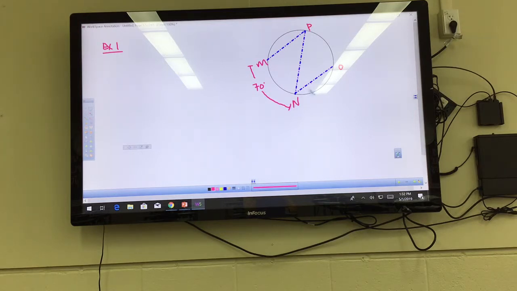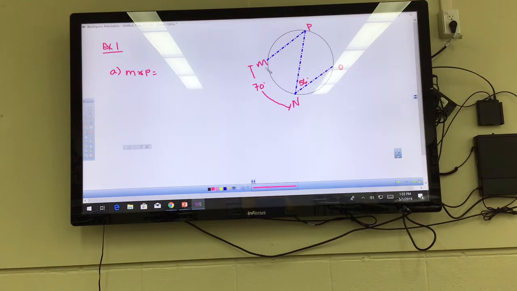So we're told that arc MN is 70 degrees. We're told that PNO, that inscribed angle, is 56 degrees. So we have to find each measure. The first one, I'm asking you to find the measure of angle P. Well, angle P is here, MPN.